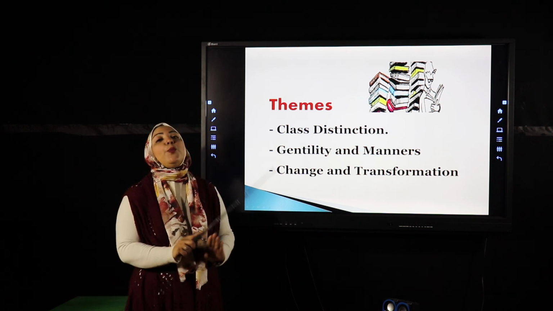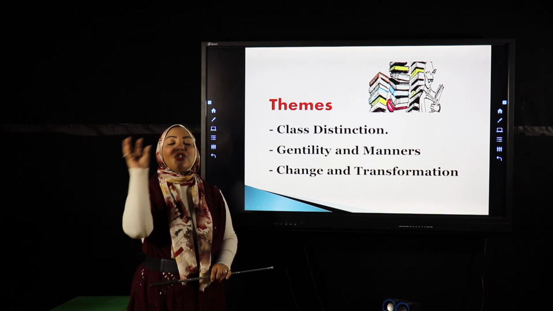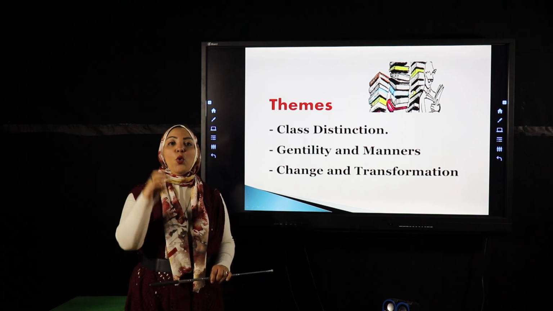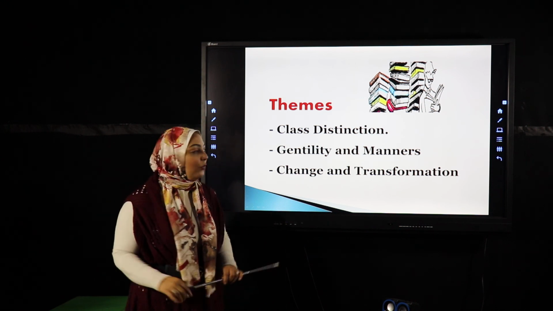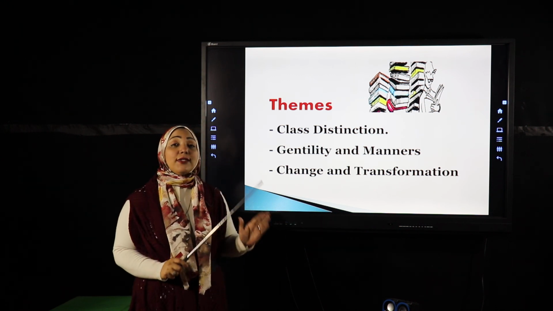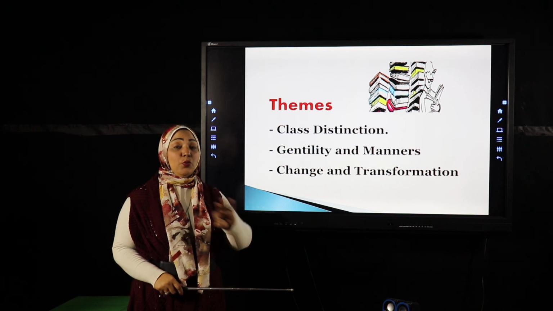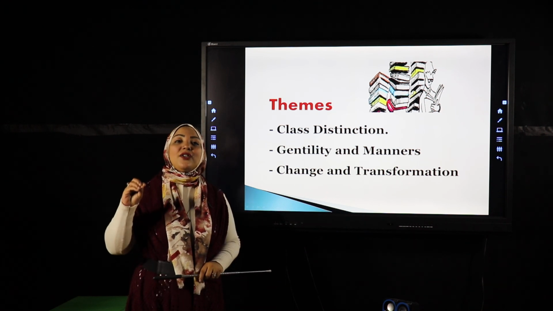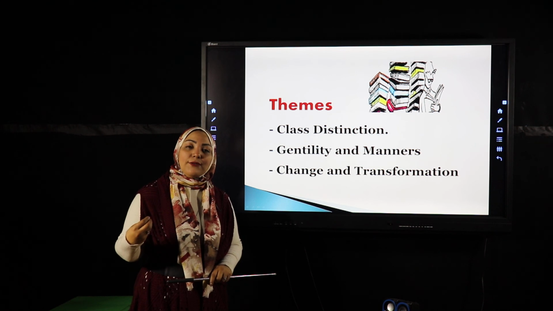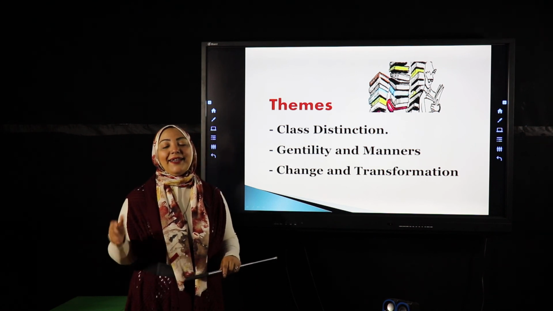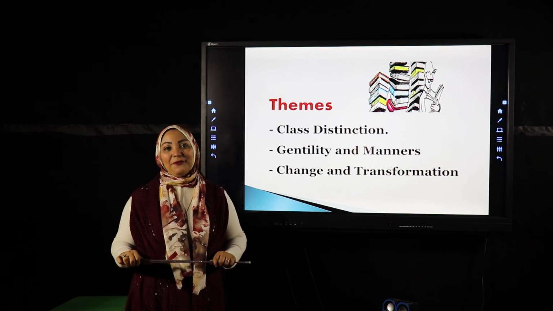Finally, the main important theme that the whole story, the whole play, is rotating around, which is change and transformation. In Act 3, it was very highlighted when Eliza showed the beginning of a change and transformation when she acted like a lady. This is the end of Act 3.